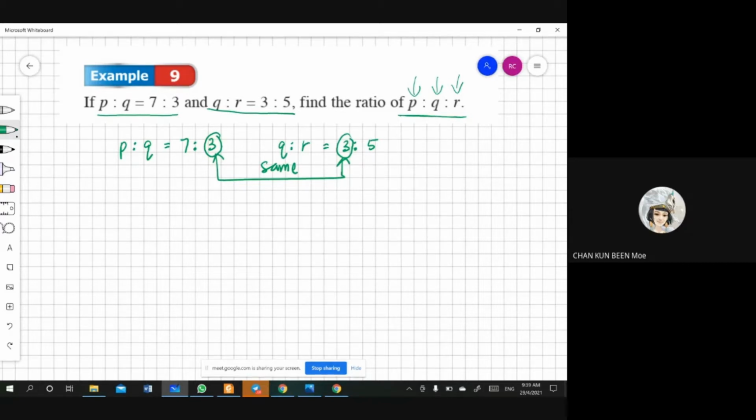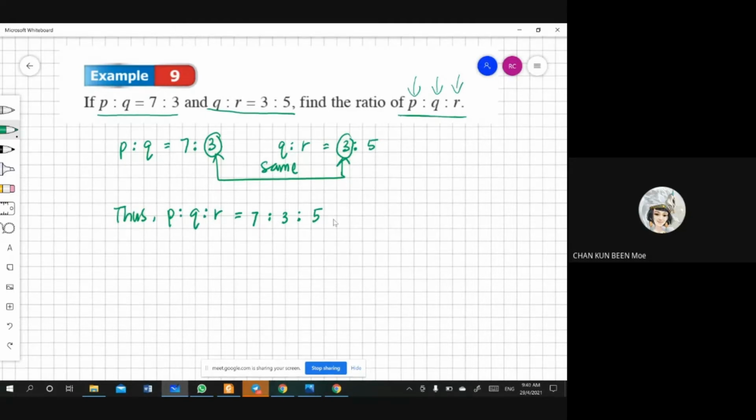So now we can write down the answer for the ratio of P to Q to R. So the ratio of P is 7. You just write down equal to 7, to the ratio of Q is 3. Both are 3, so write down 3. And then the ratio of R is 5, so you just write down 5. That is how you find out P to Q to R. It is equal to 7 to 3 to 5.